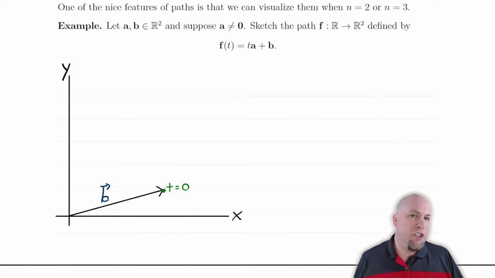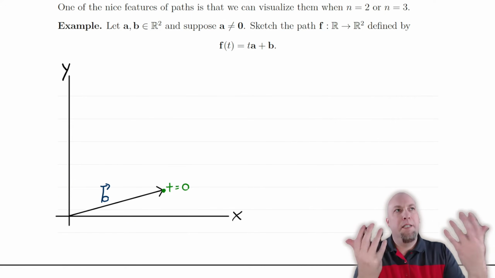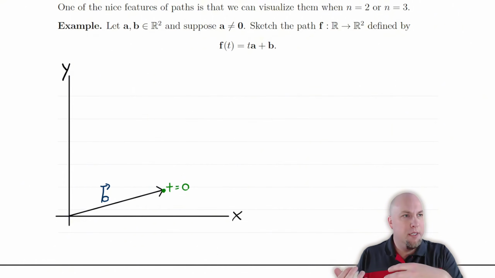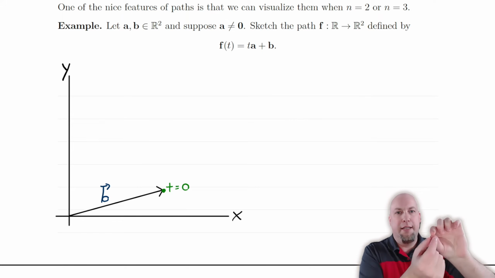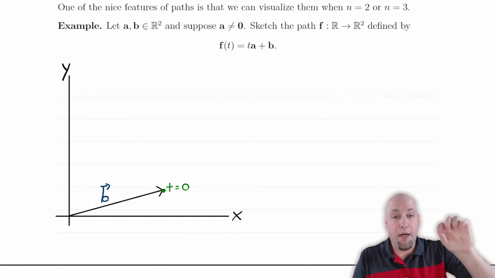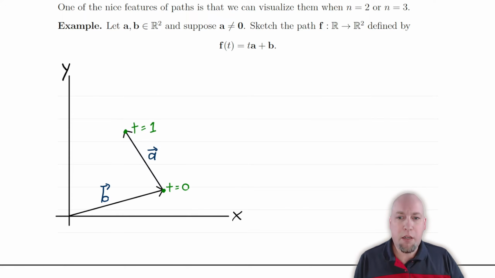Now, what happens as I change t? For example, when t equals 1, now I've got 1 times a, so just a plus b is the output. And remember, a plus b, if you think back to linear algebra, where that vector is, well, if I follow the path of b and then follow the path of a from there, then I end up at a plus b. So if I sketch some vector a, starting at the head of b and then going wherever a goes, then at the end of that path, I end up where I am at t equals 1.